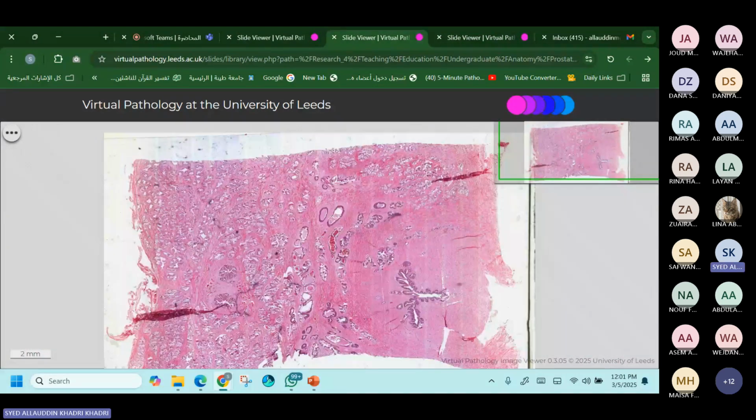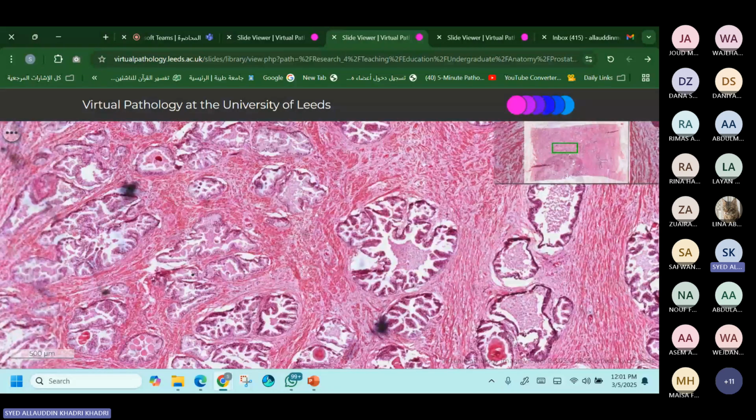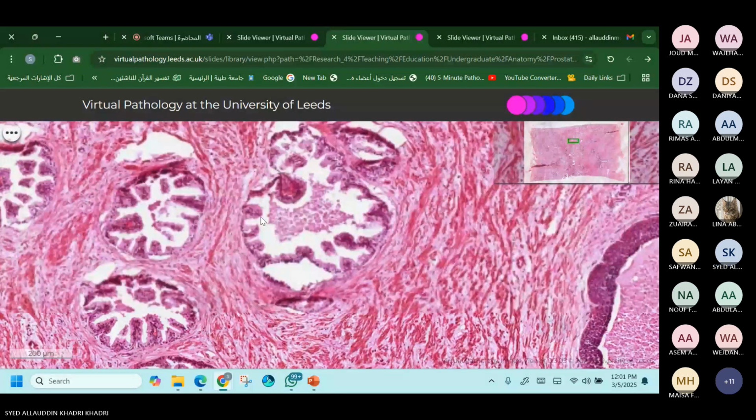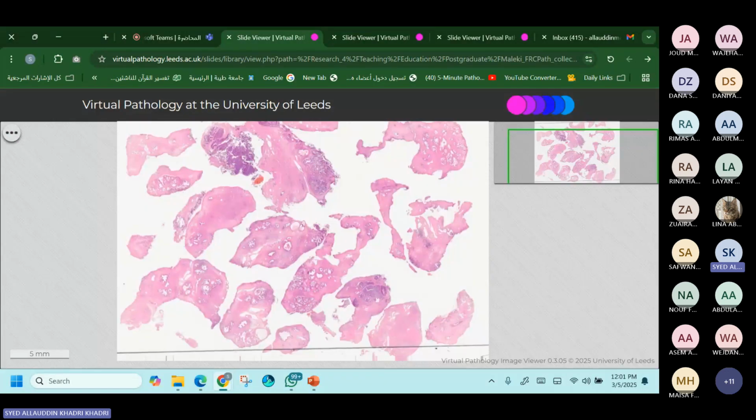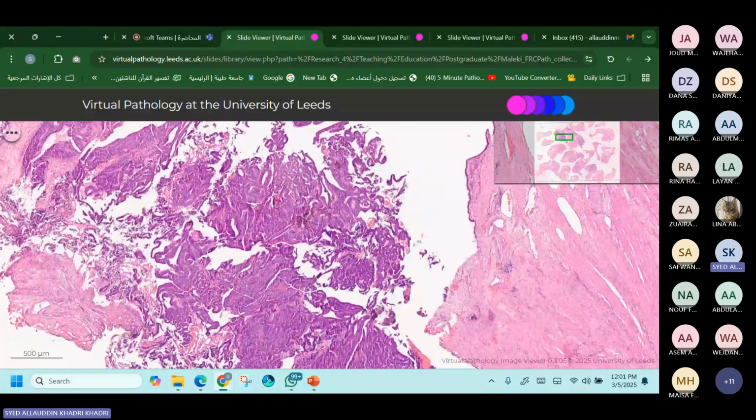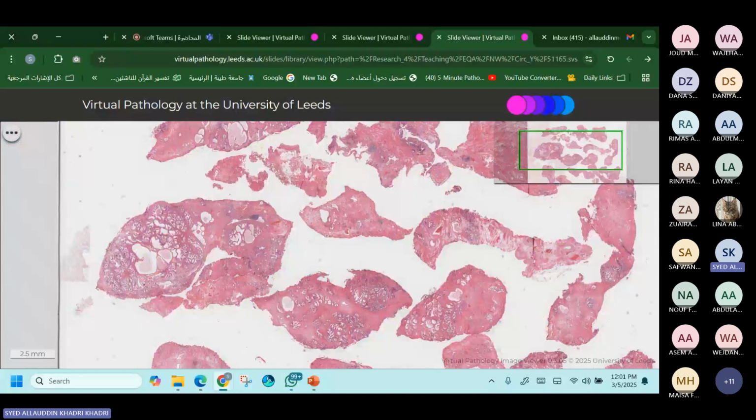What do you see over here? Anybody tell? Glandular tissue. Okay. Glandular tissue. What is this one now? Tell me. Very easy. Spotter. I go back. Okay. Now you can see.